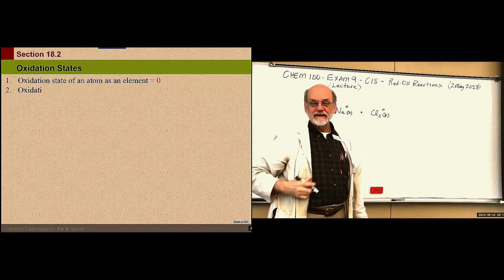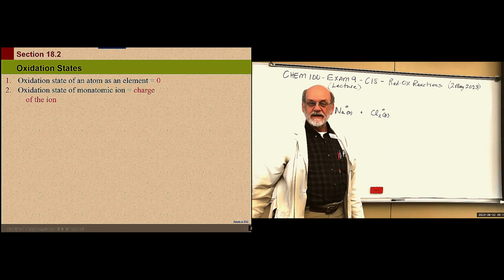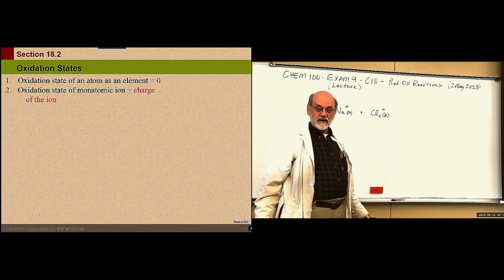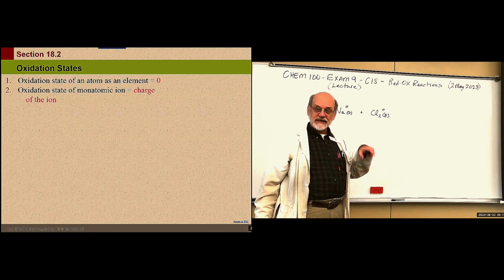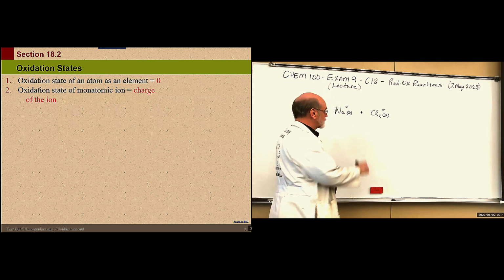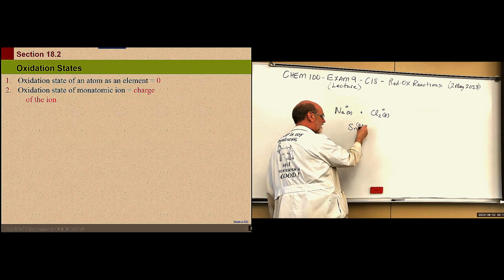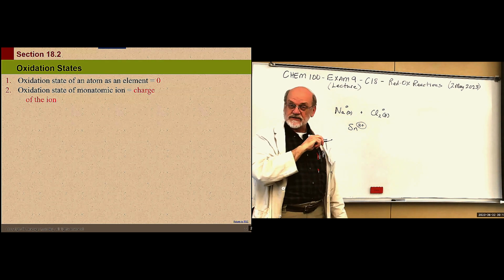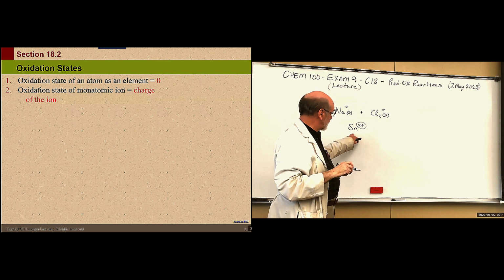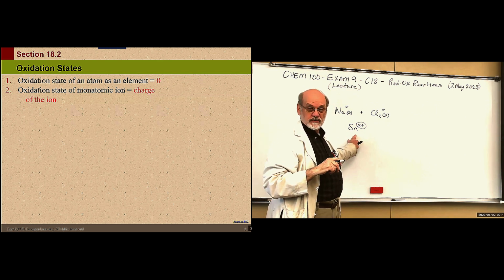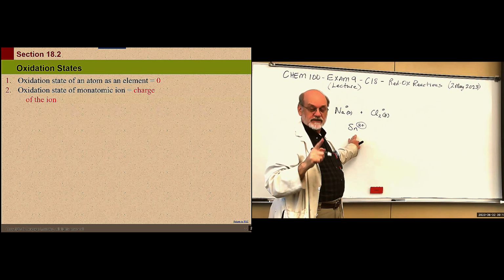All right. Next, if there's an ion involved, its charge is the oxidation state. So when we wrote tin-2 plus, that is its oxidation state. There's only one element there, and it has a charge, so that is its oxidation state.